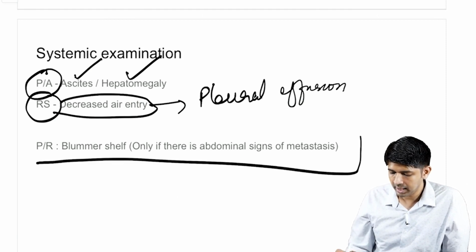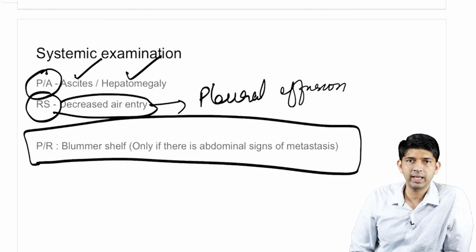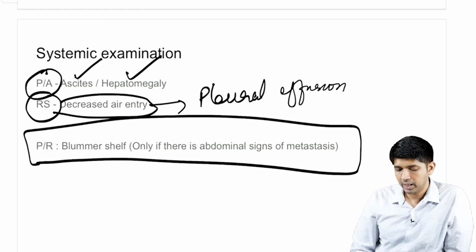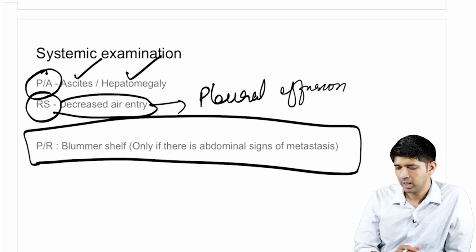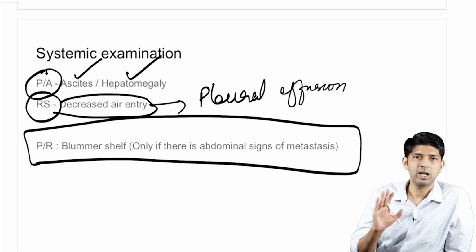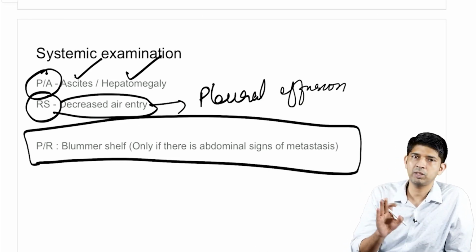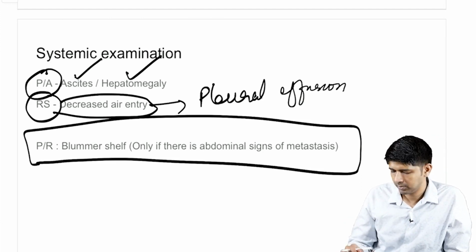Now per rectal examination, normally I don't think we expect this from an undergraduate in the exam, but for a postgraduate, they do ask why didn't you do a per rectal examination? You're supposed to do per rectal examination only if you have evidence of ascites. Otherwise, don't keep doing per rectal examination for everyone. It doesn't give you any extra information than what you already have.